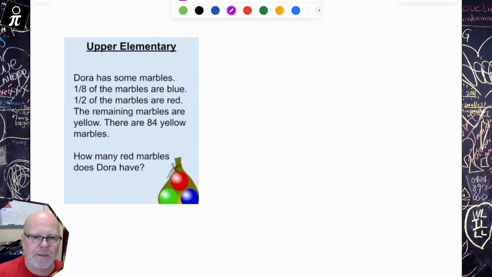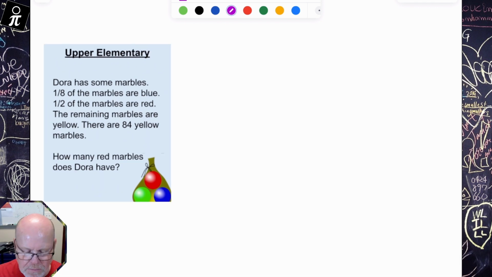Nothing crazy fancy there. So here we've got Dora. She has some marbles. 1/8 of the marbles are blue. Half of the marbles are red. The remaining marbles are yellow. There are 84 yellow marbles. How many red marbles does Dora have? Oh my goodness.